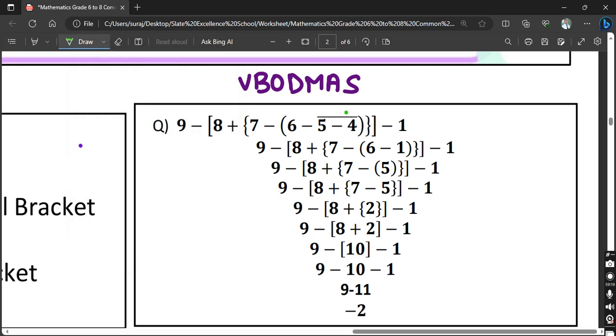As you are able to see here, this vinculum I wanted to remove first. So I removed this number into this one, as you are able to see here. Okay, now it is completed. What is my next? Vinculum completed. Now 6 minus 1.